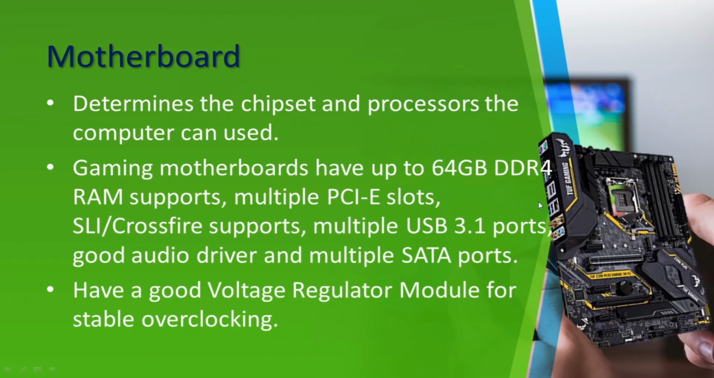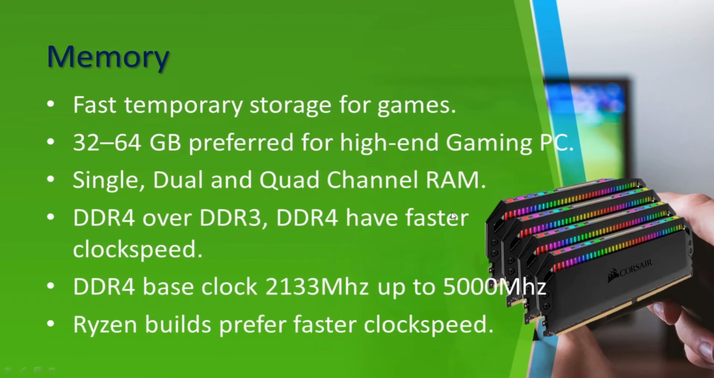Some motherboards will only support 2 slots for your RAM, 4 slots, or some will support 8 slots for your RAM. So select DDR4 over DDR3. DDR4 has faster clock speeds, meaning faster or more frame rates for your games. DDR4 base clock is 2133 MHz up to 5000 MHz. So Ryzen builds prefer faster clock speeds.